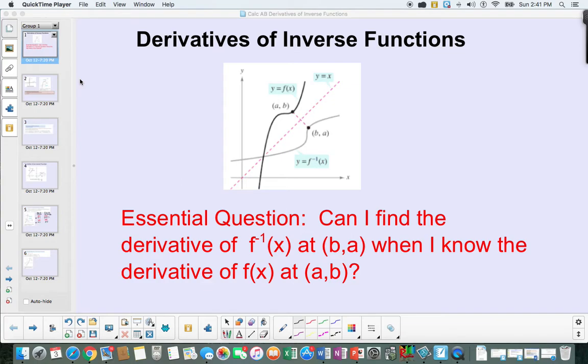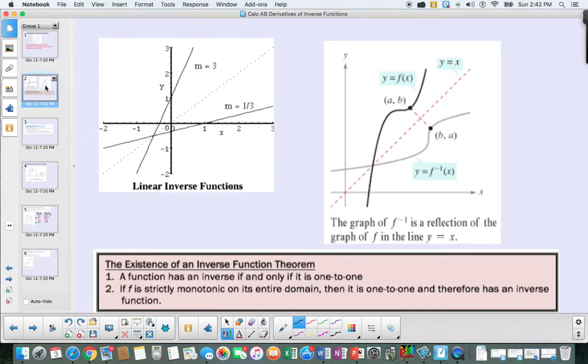Derivatives of inverse functions. Essential question: can I find the derivative of the inverse of f at (b, a) when I know the derivative of f at (a, b)? Let's take a look at inverse functions.